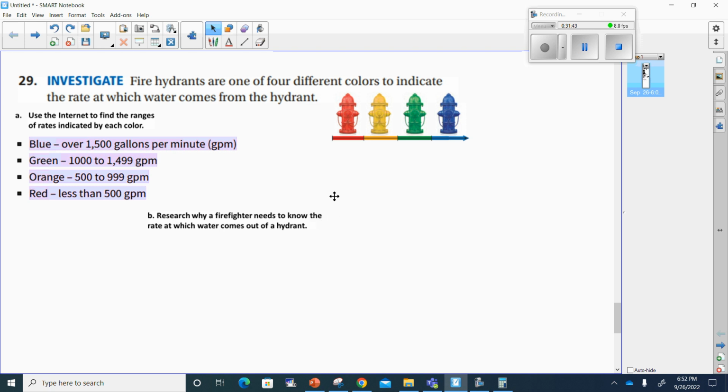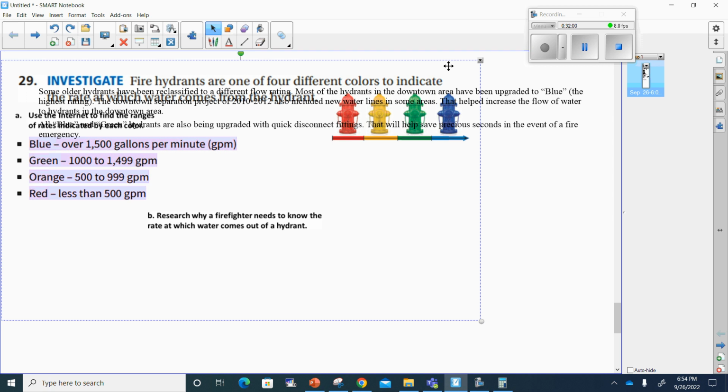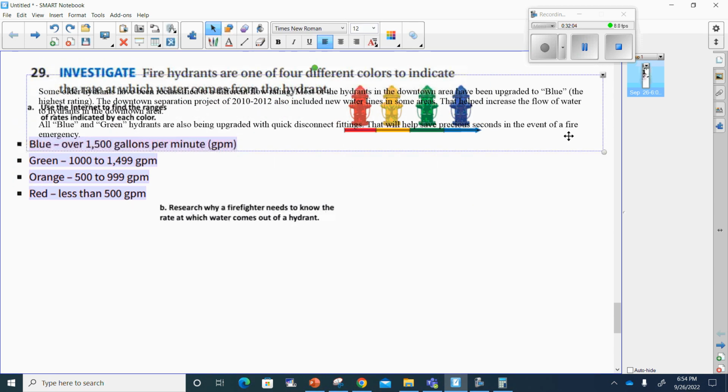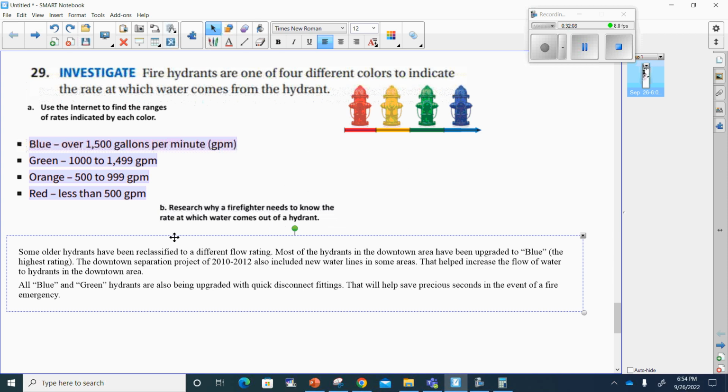Well, I would think, depending on the amount of water they need, that's going to tell them which hydrant they want to use. All right, so I found this information. Not that it has anything to do with math, mind you, which is kind of disturbing. I'm going to bring it down here. Some water hydrants have been classified to a different flow rating. Most of the hydrants in the downtown area have been upgraded to blue, the highest rating. The downtown separation projects also include new water lines in some areas. That helps increase the water flow to hydrants in the downtown area. All blue and green hydrants are also upgraded to quick disconnect fittings that help save precious seconds in the event of a fire.